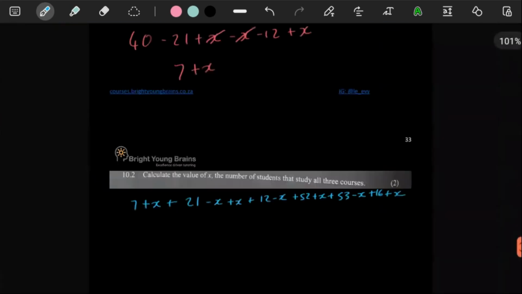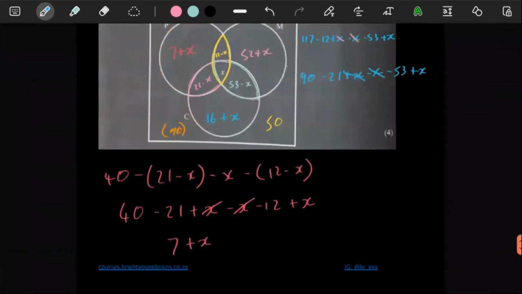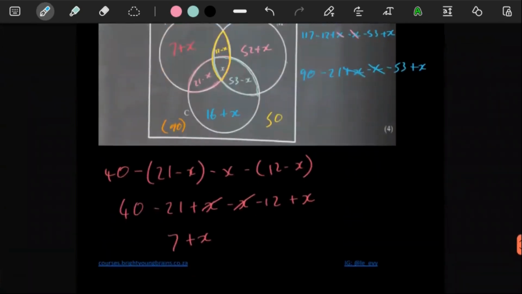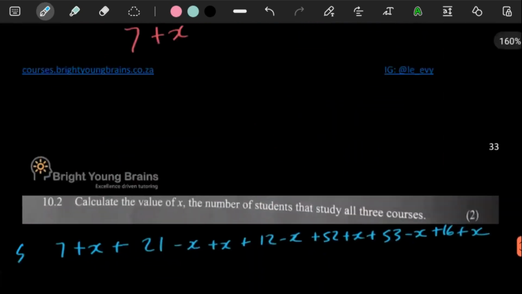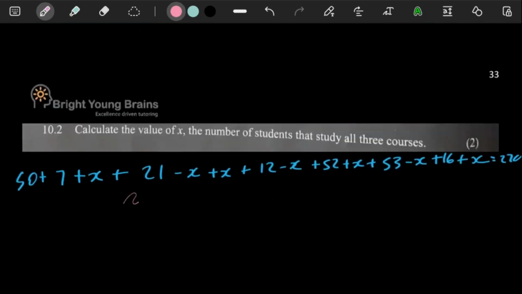I think I added everything up. 21 minus x. And then there's the x, there's the 12 minus x, there's the 52, there's the 53. Oh, I forgot the 50. You see? And the 50. Everything should be equal to 220. If we look at everything nicely, let's see what we're getting. All the numbers add up to 211. And then this is minus x equal to 220. No. What am I saying here?